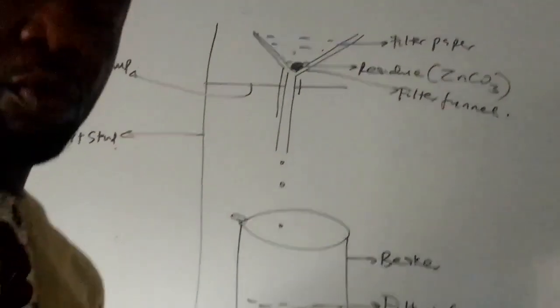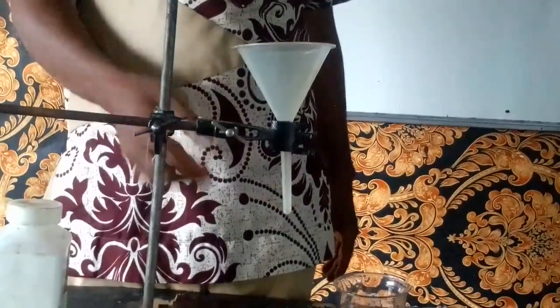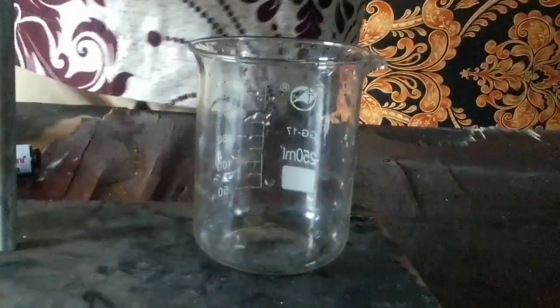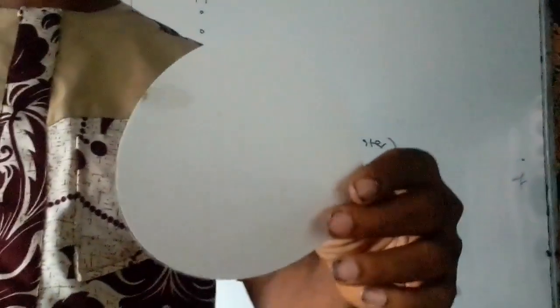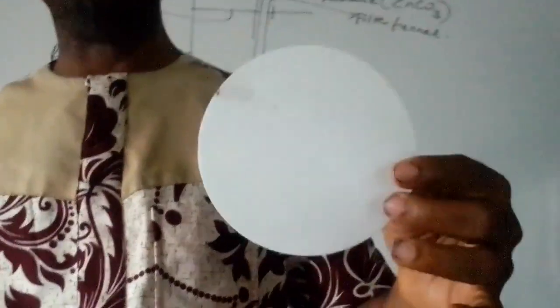So now we'll go to the practical aspect. Now we have the filter stand here, the clamp, and the funnel already clamped. Then we're going to place the beaker under the funnel to collect the filtrate. Then here I have the filter paper. The filter paper is paper, but thick. It is thicker than ordinary paper.